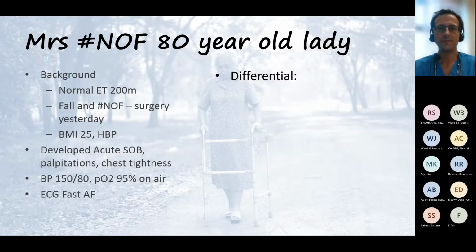Yes, infection. So high risk for something like a chest infection post-surgery, a UTI. So she could be septic, and that could be causing the fast AF. Any other possible reasons? So she could have the stress of surgery has put her into new atrial fibrillation.